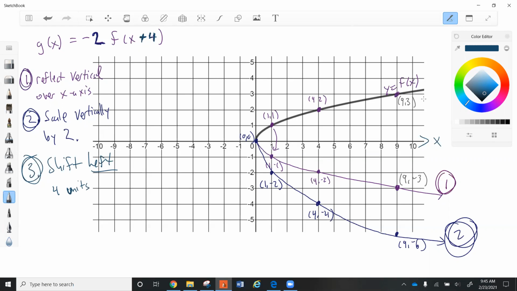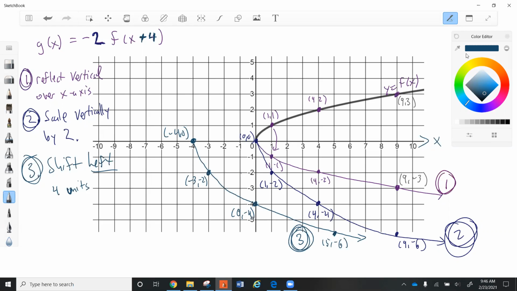So for all these points, we're going to subtract 4 from the x coordinate. This point at 0, 0 is going to come over here to -4, 0. And then the point here at 1, -2 is going to come over here to -3, -2. This point at 4, -4, shifting 4 units to the left, is going to come here at 0, -4. And then this point 9, -6 is going to come over here to 5, -6. And this graph here is the result of that third transformation.